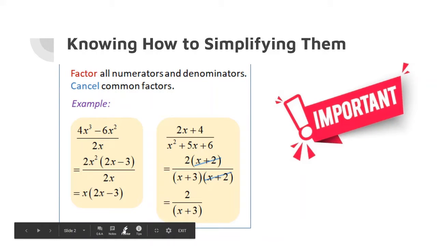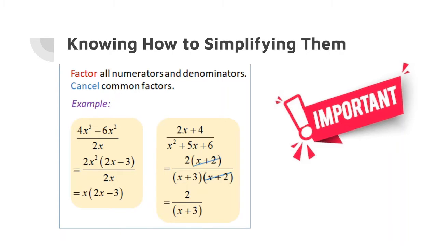Knowing how to simplify rational expressions is going to be crucial to actually doing these operations, because having them down to their simplified forms is going to make the process that much easier. So this is a very important concept to know. So how do you actually simplify? Let's start with this example. You factor out all the numerators and then the denominators, and then you cancel out the common factors.